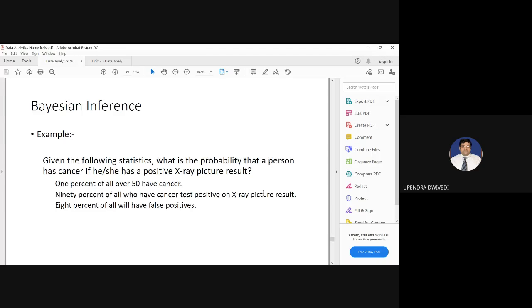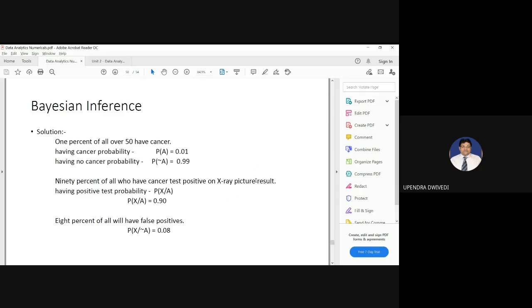So, if we go back to the first statement, we have to find out the probability of cancer given that he has an X-ray picture result, and the picture result shows that he has a positive X-ray. So we have to find out this problem, and there are three statements given. So let us go one by one and try to find out what those statements are representing.